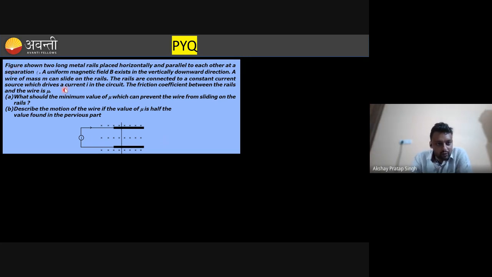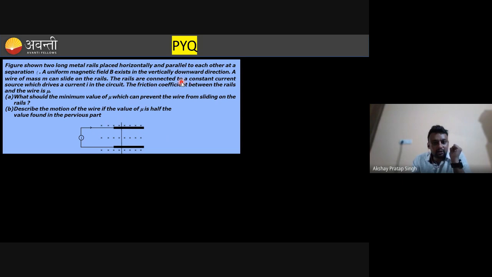The figure shows two long metal rails. These are the two long metal rails that you can see with the highlighter pen, placed horizontally and parallel to each other at a separation L. That means the separation between them is L. Clear? A uniform magnetic field B exists in the vertically downward direction. This is the magnetic field indicated by cross symbols. A wire of mass M can slide on the rails. This is the wire that you can see.